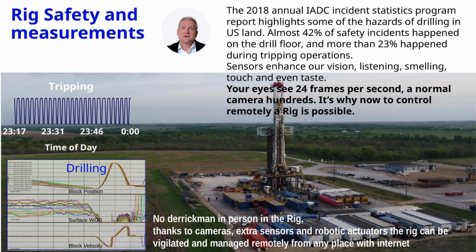Safety is one of the strongest drivers of rig automation. The 2018 IADC incident statistics show that 42% of drilling incidents occur on the rig floor and over 23% during tripping operations. By embedding sensors and robotic actuators, we can reduce the need for personnel in these high-risk zones.